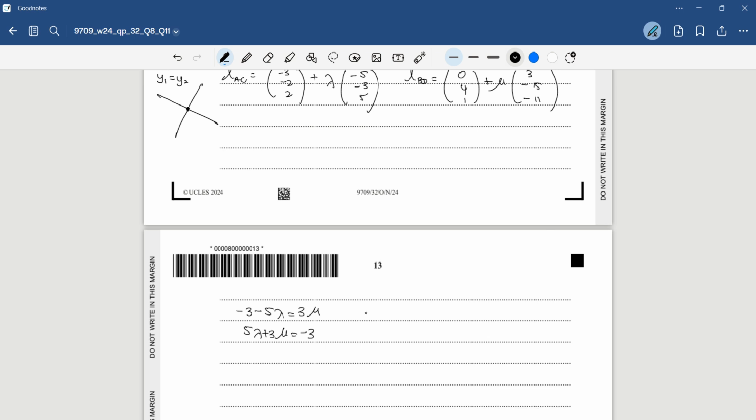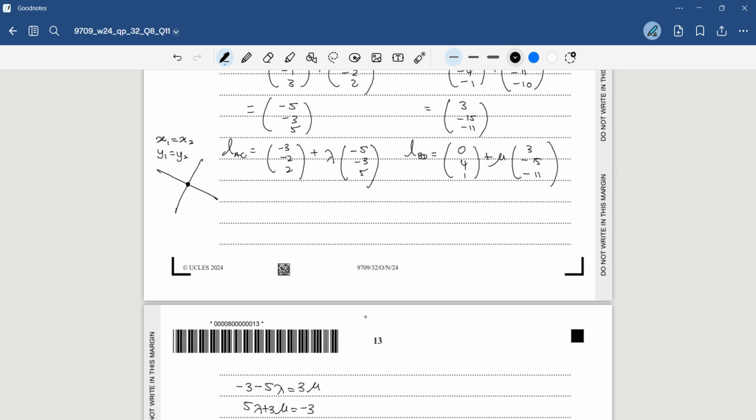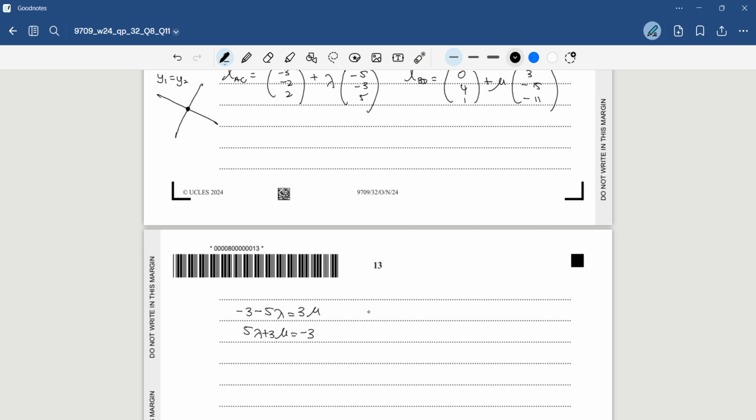And then my second equation is going to be the y coordinate. So negative 2 minus 3 lambda is equivalent to 4 minus 15 mu. If you rewrite, it's going to be 3 lambda minus 15 mu equals negative 4, negative 2, negative 6.